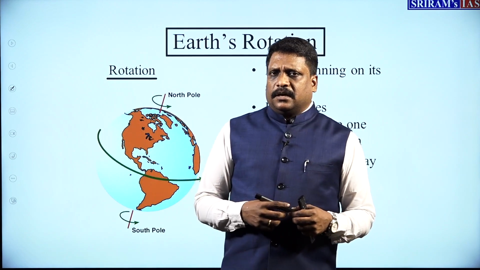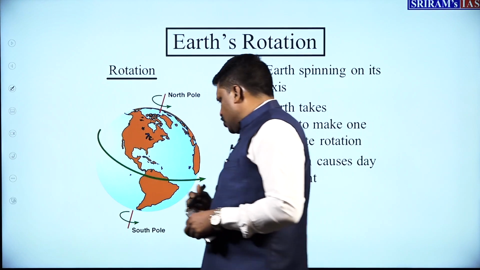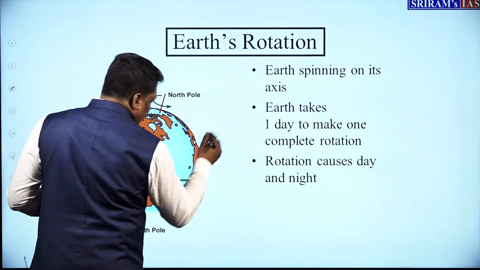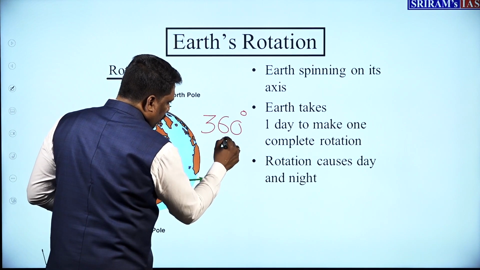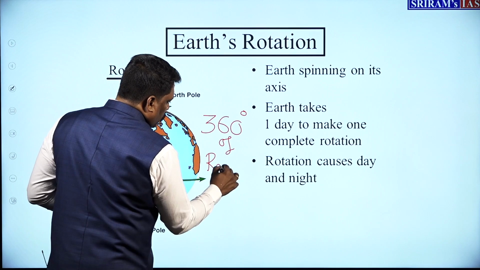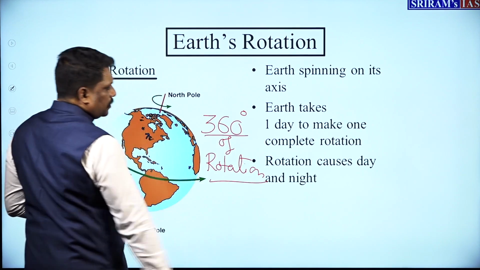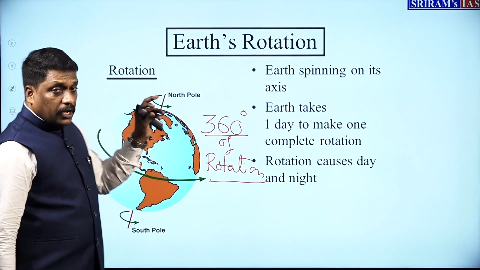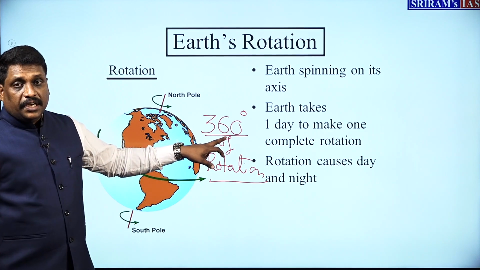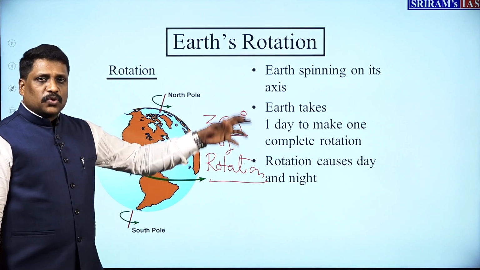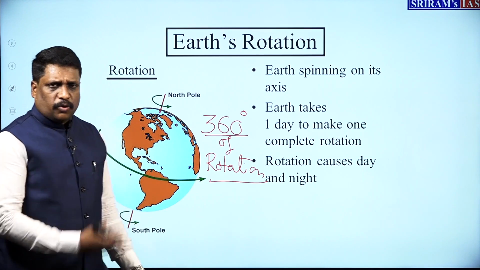Let me go for a slight value addition. My dear friends, if I ask you, how much time does Earth take to complete 360 degrees of rotation on its own axis? Normally people say, what is this, a very basic fact, it should be 24 hours.